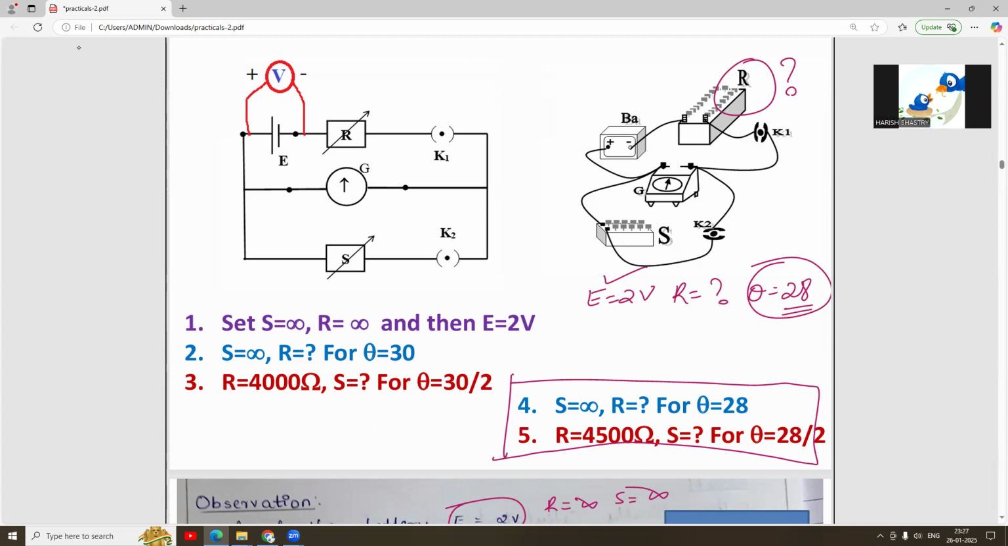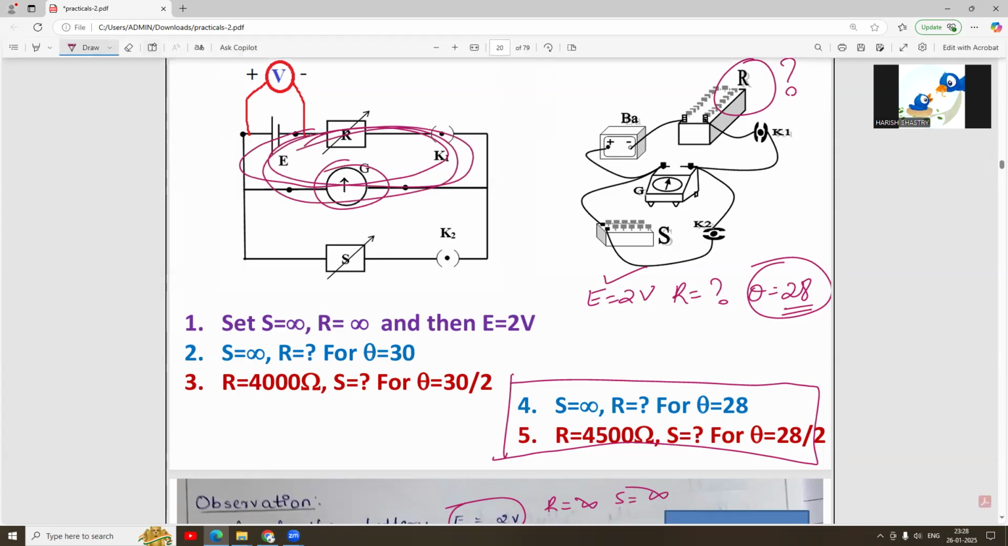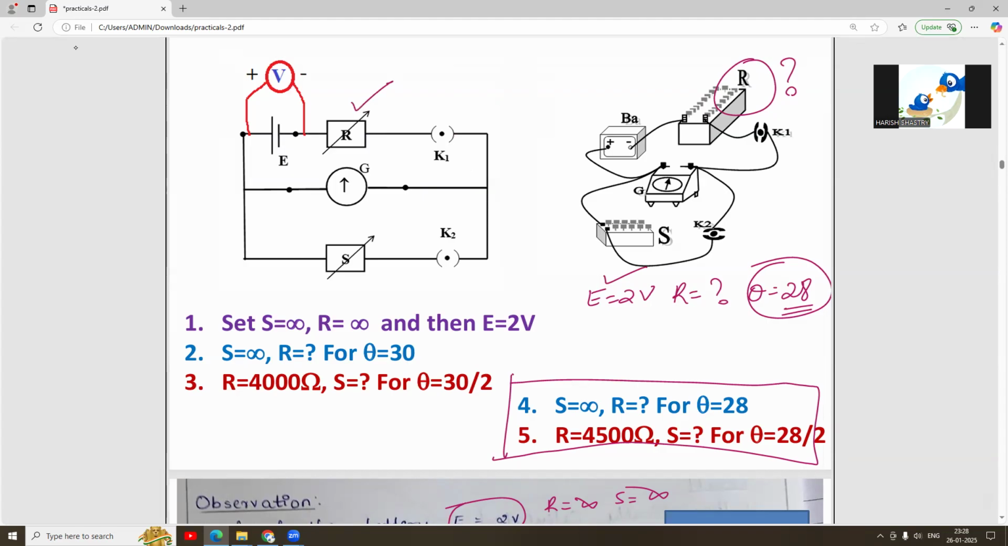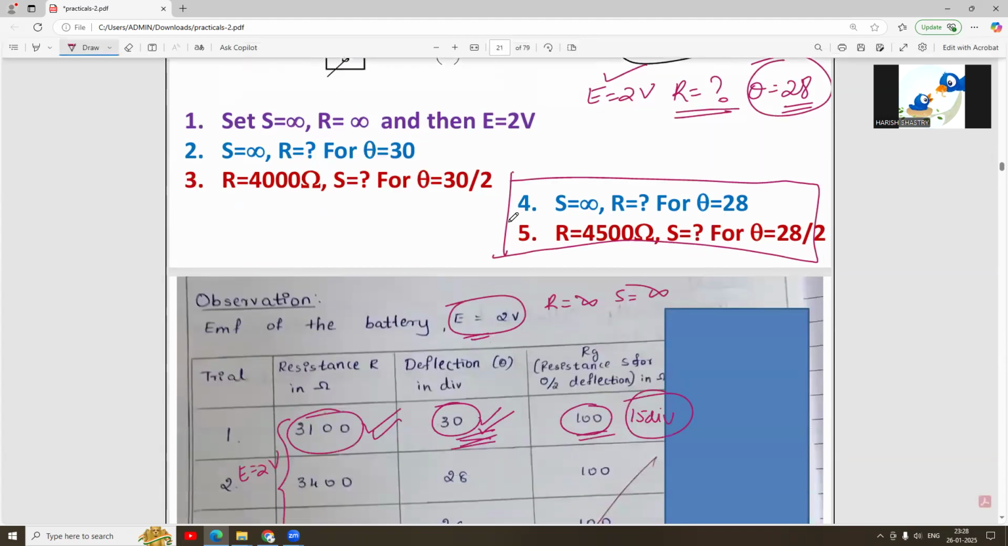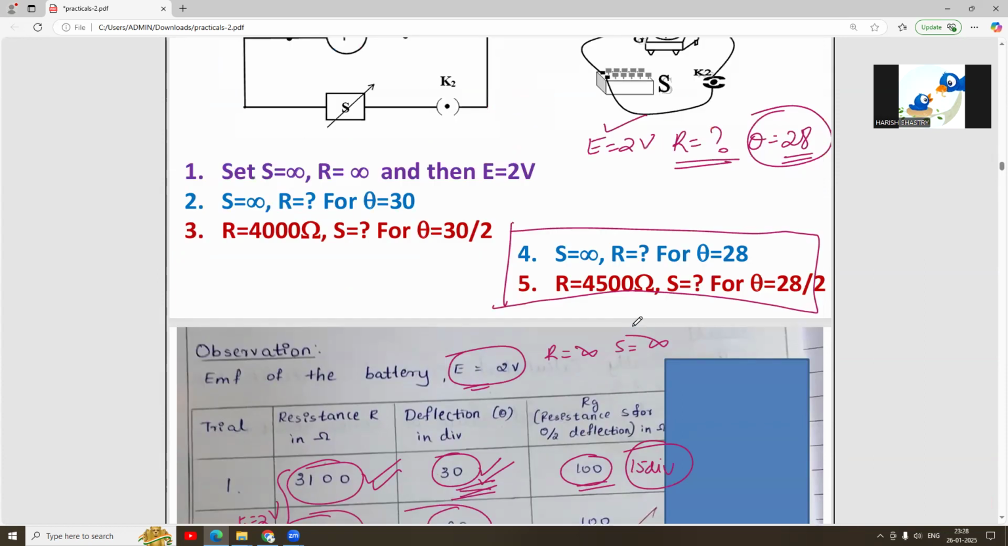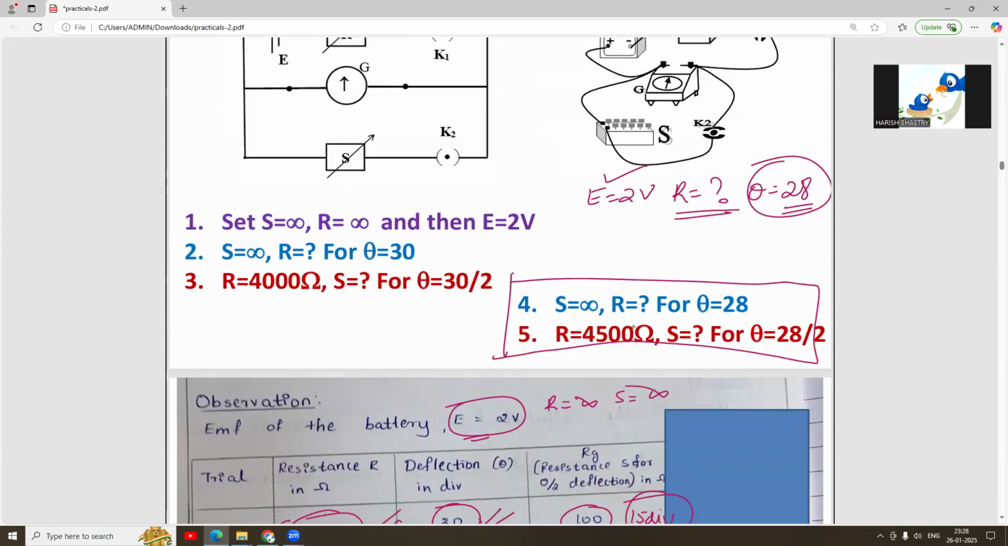So if you want to reduce the galvanometer deflection to 28, then R will be more than the previous value, because more current in this circuit means more deflection in the galvanometer. Lesser current in this circuit means lesser deflection in the galvanometer. So if you want lesser deflection, you should pass lesser current. Lesser current means more resistance you have to unplug, more than the previous value. If you have got 3000, then the next case will be 3400 for 28 deflection. So find out what is that value of R, 3400, say.